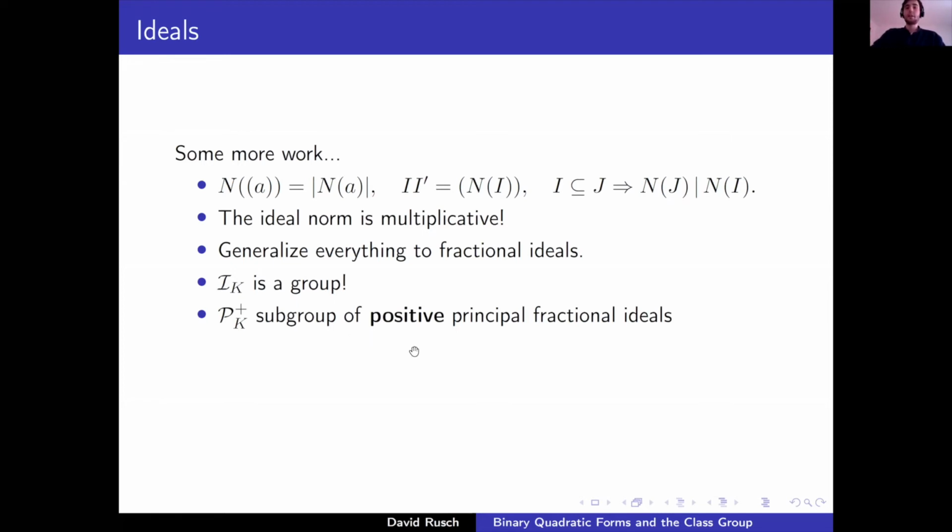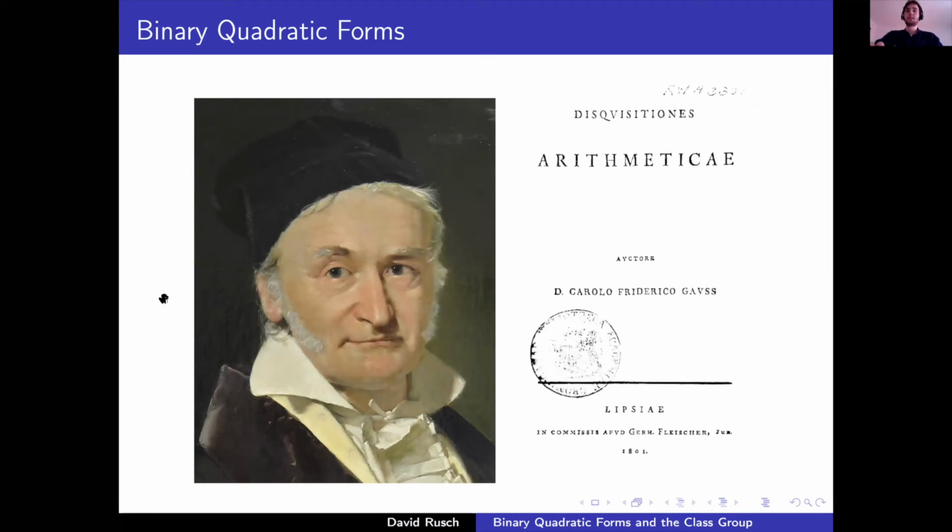Okay, and then we define the narrow class group as just this quotient here. And it's narrow because we only looked at the subgroup of positive principal fractional ideals. So the narrow ideal class group is generally bigger than the usual ideal class group. But in the quadratic case, they are very similar. They differ by a factor of at most 2. Okay, then that's it about the ideal class group.